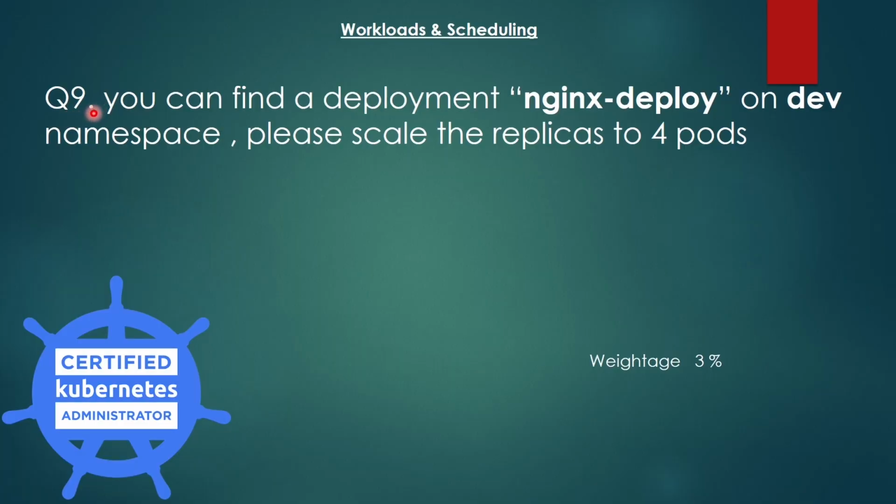The 9th question is to scale an existing deployment. The question is, you can find a deployment Nginx deploy on the dev namespace. We have to scale that to 5 pods. The weightage of this question is just 3%. Let's go to the cluster.